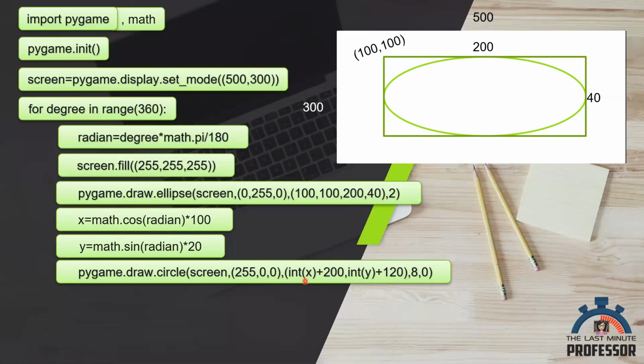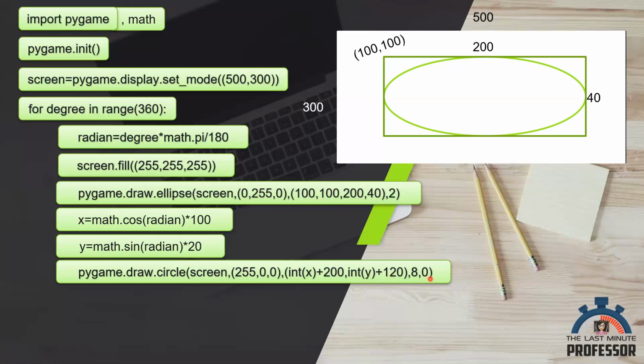Here, x coordinate is int of x plus 200. So this 200 is nothing but this 100 plus this 100, comma, y coordinate is int of y plus 120, which is this 100 plus this 20, this y coordinate plus this 20. The fourth argument is radius of the circle. Here I have given as 8. The fifth argument is thickness. When indicated as 0, the circle is filled with a color.